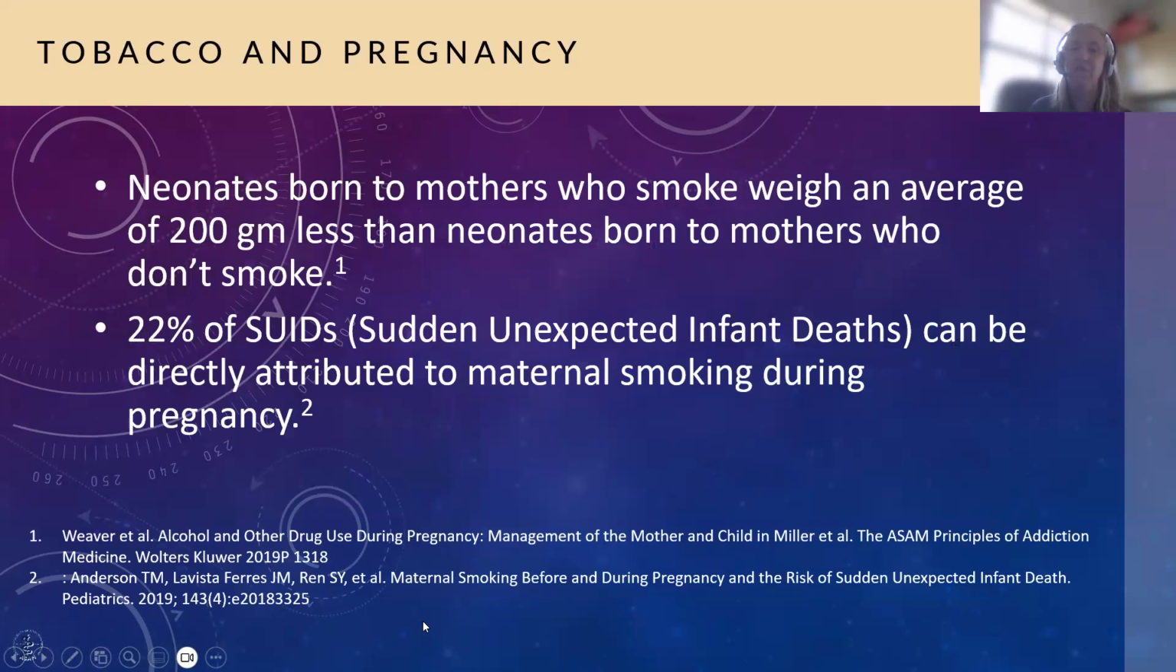Tobacco is also really significant, and this is another one that we often don't think as much about. Neonates born to mothers who smoke weigh an average of 200 grams less than neonates born to mothers who don't smoke. And roughly a fifth of all sudden unexpected infant deaths, or SIDS, or crib death, can be directly attributed to maternal smoking during pregnancy. So this is something we really want to talk about because this is devastating to lose a baby to this. And if we can do anything to decrease it, then we want to do that.